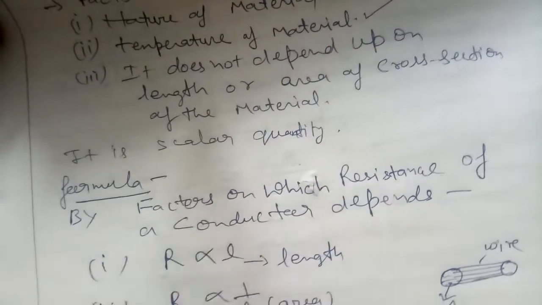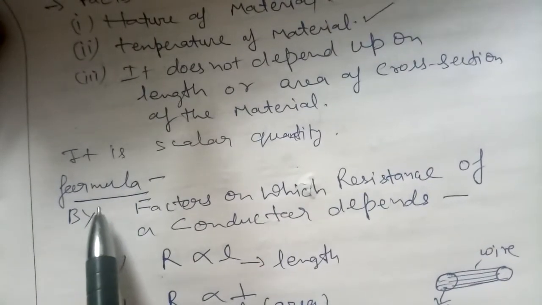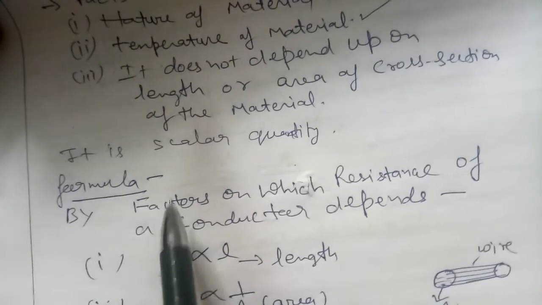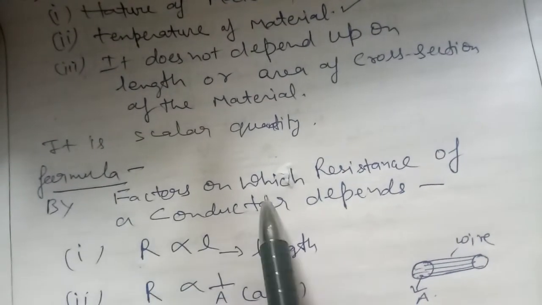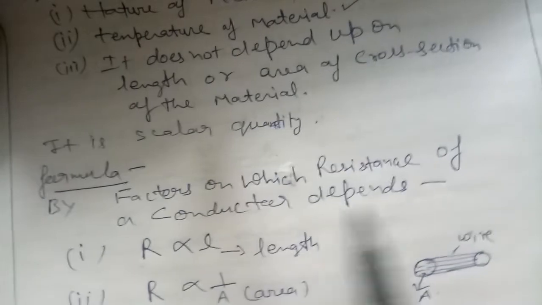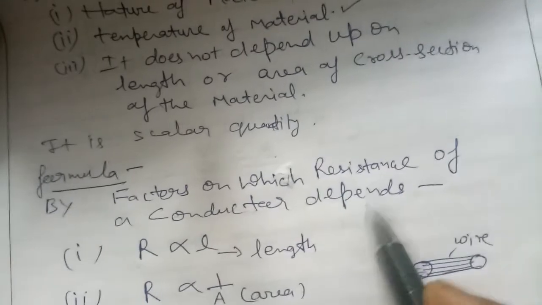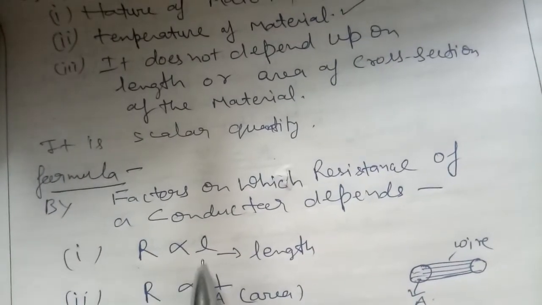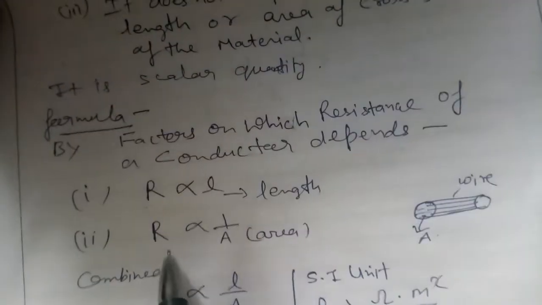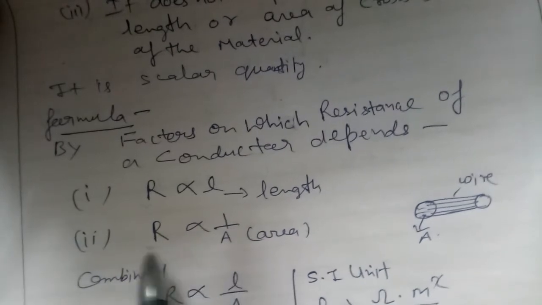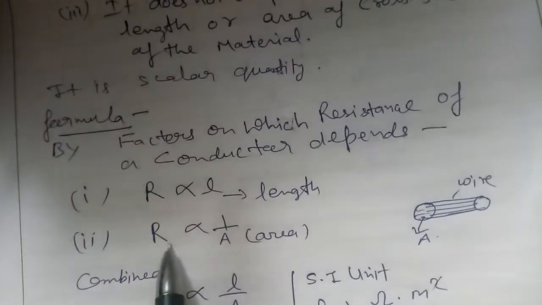Now what is the formula of resistivity? The resistance formula is R is equal to V upon I, but the formula of resistivity is different. To derive it, we have to take the factors on which the resistance of a conductor depends. Firstly, the resistance depends on the length. If length increases, the resistance also increases. Second is area. Area is inversely proportional to the resistance, because if the area increases, the resistance decreases.